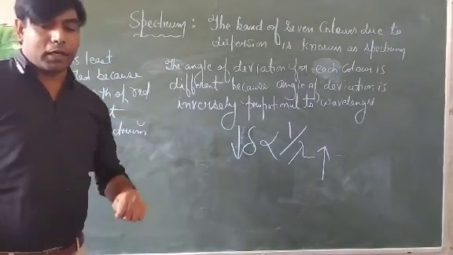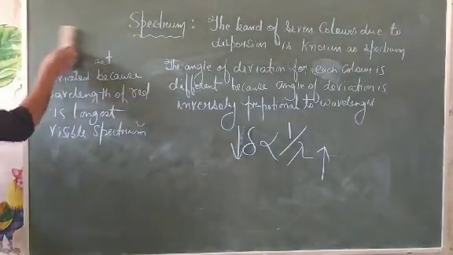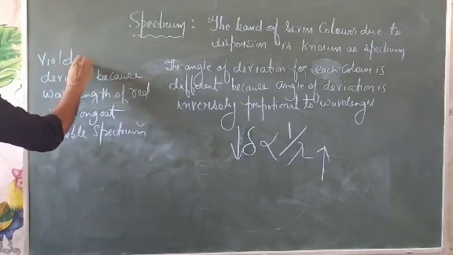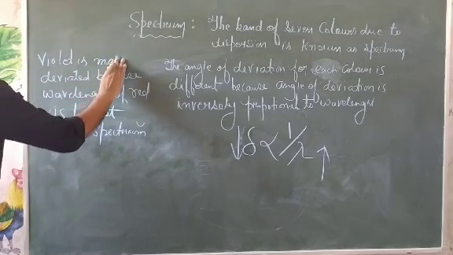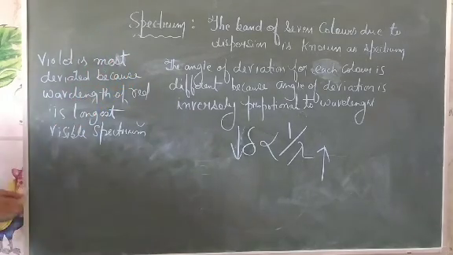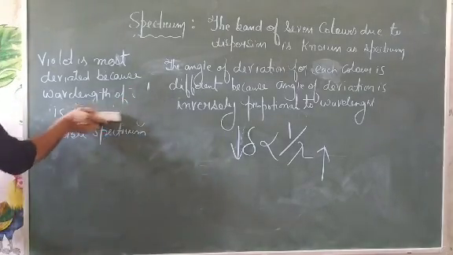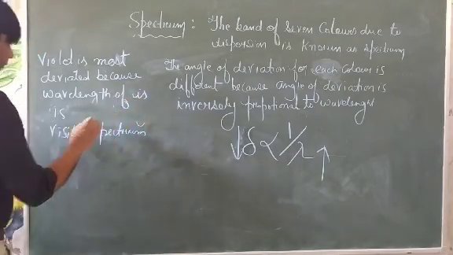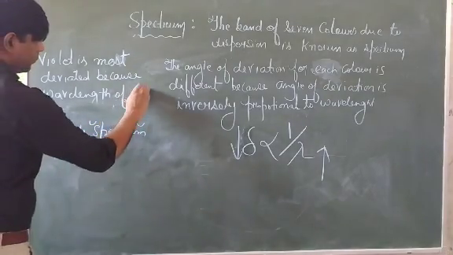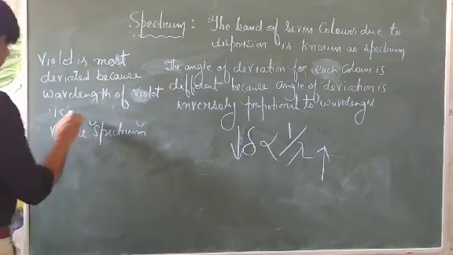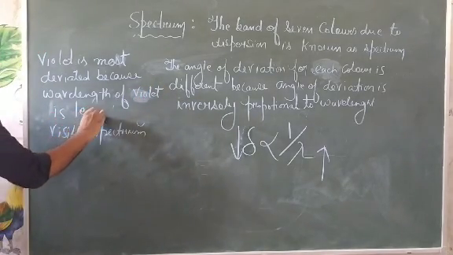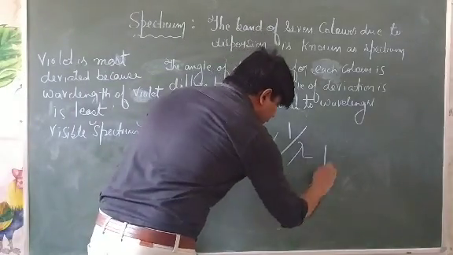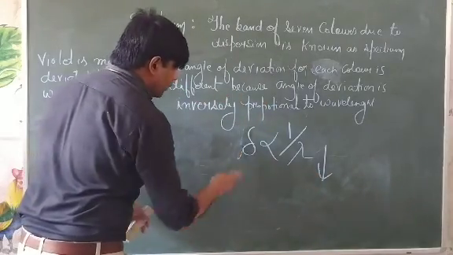But violet is more deviated. Why? Most deviated because the wavelength of violet is very small, so its angle of deviation will be more.